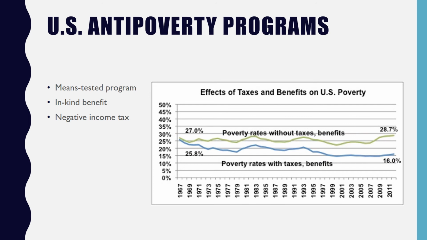However, once we account for paying taxes and people receiving benefits, that poverty rate drops to about 16% in the year of 2011, and we saw the other one, so it's about somewhere between 14 to 16% typically in the United States after we take into account the taxes and benefits. So what are these benefits?